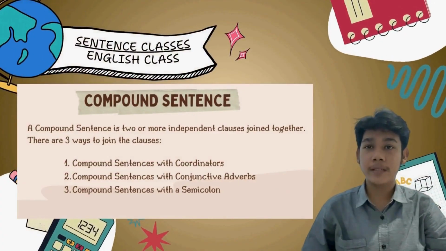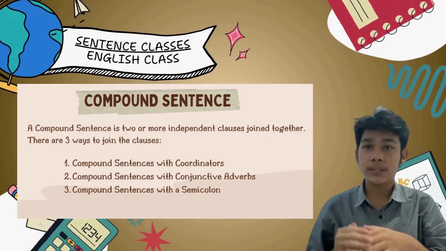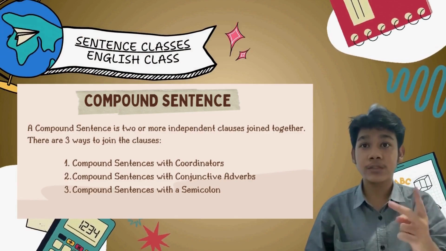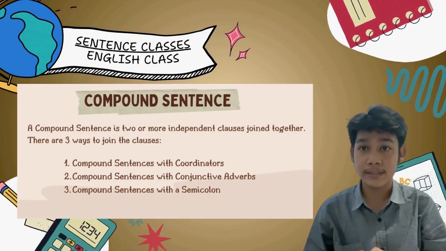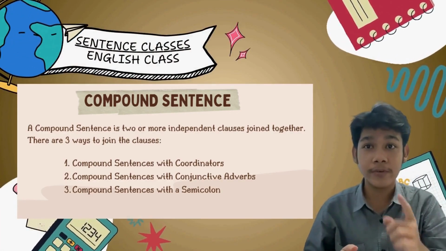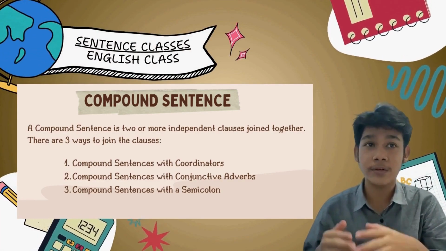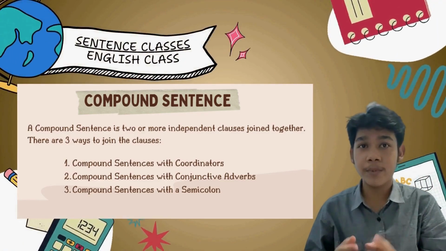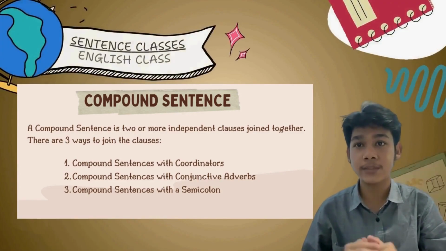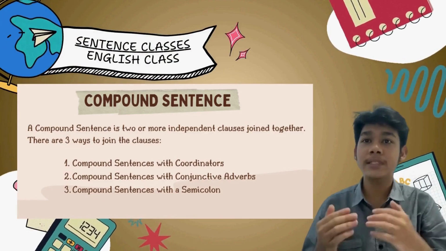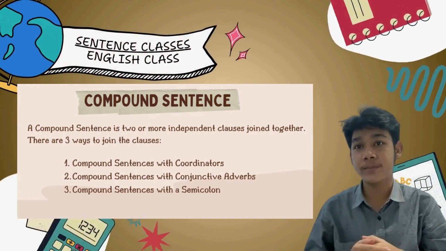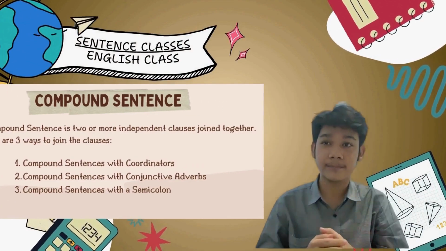Now I will explain compound sentences. What are compound sentences? Compound sentences are two or more independent clauses joined together. And there are three ways we join the clauses. First, compound sentences with coordinators; second, compound sentences with conjunctive adverbs; and the last, compound sentences with a semicolon. I will explain compound sentences with coordinators and compound sentences with conjunctive adverbs.